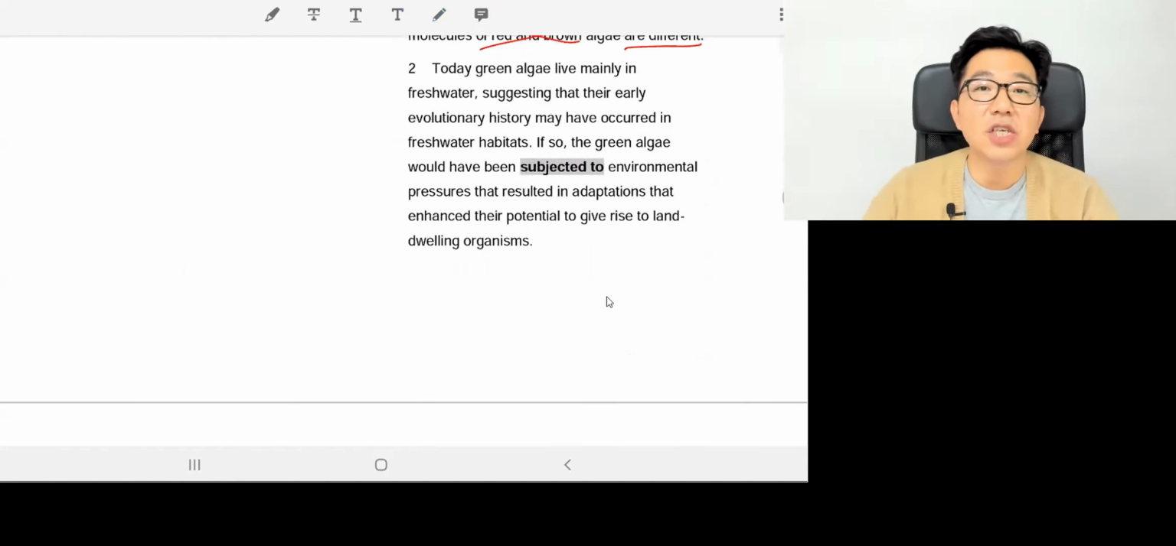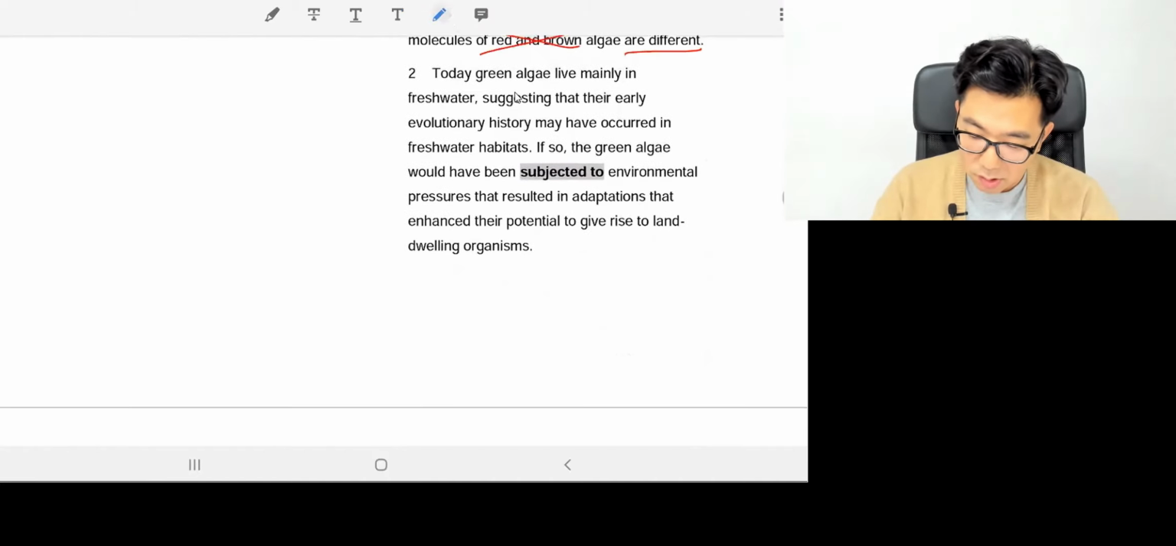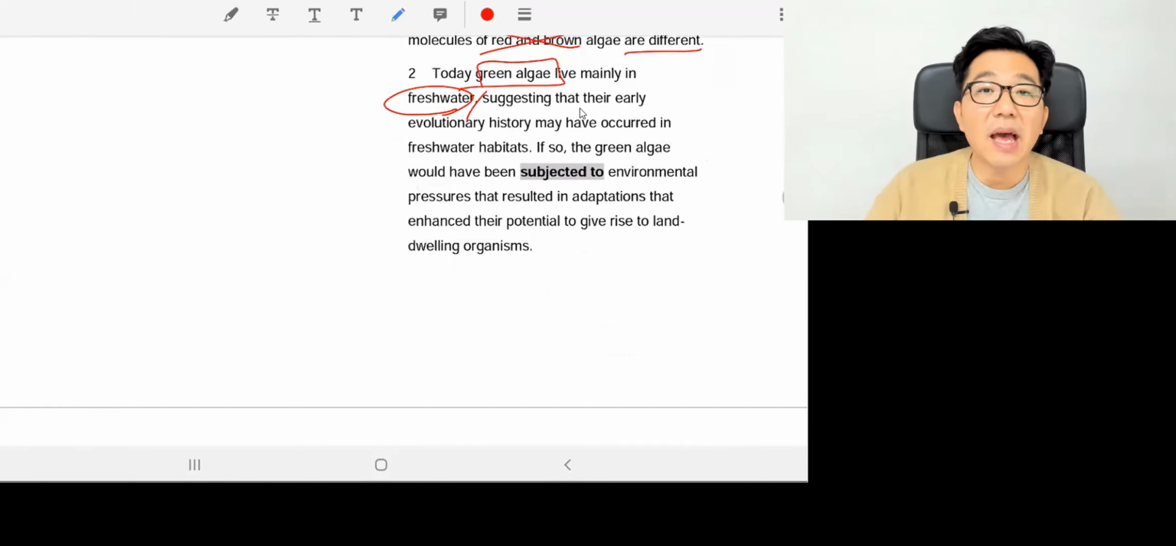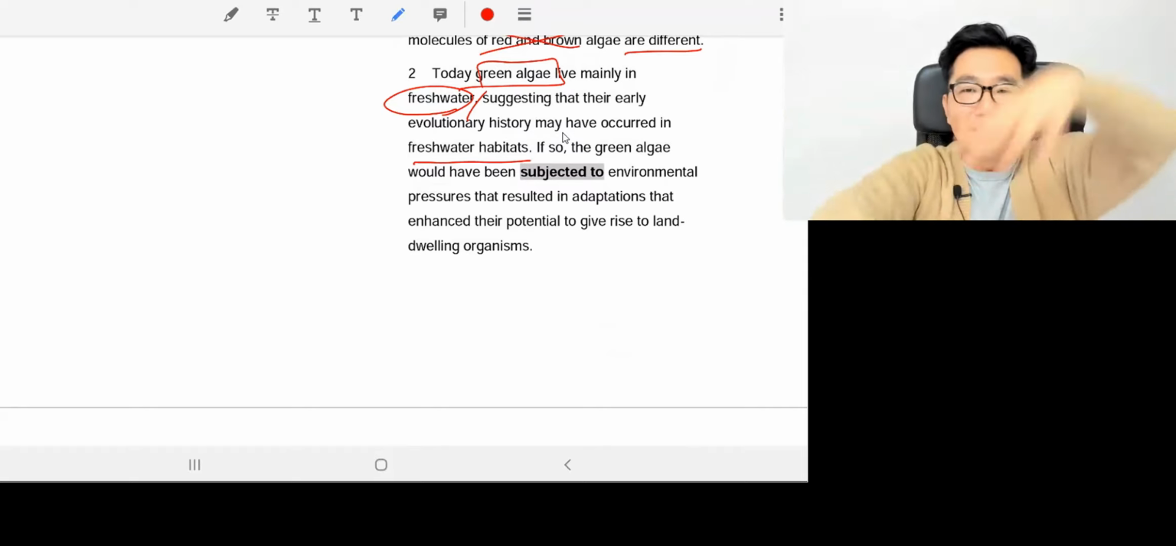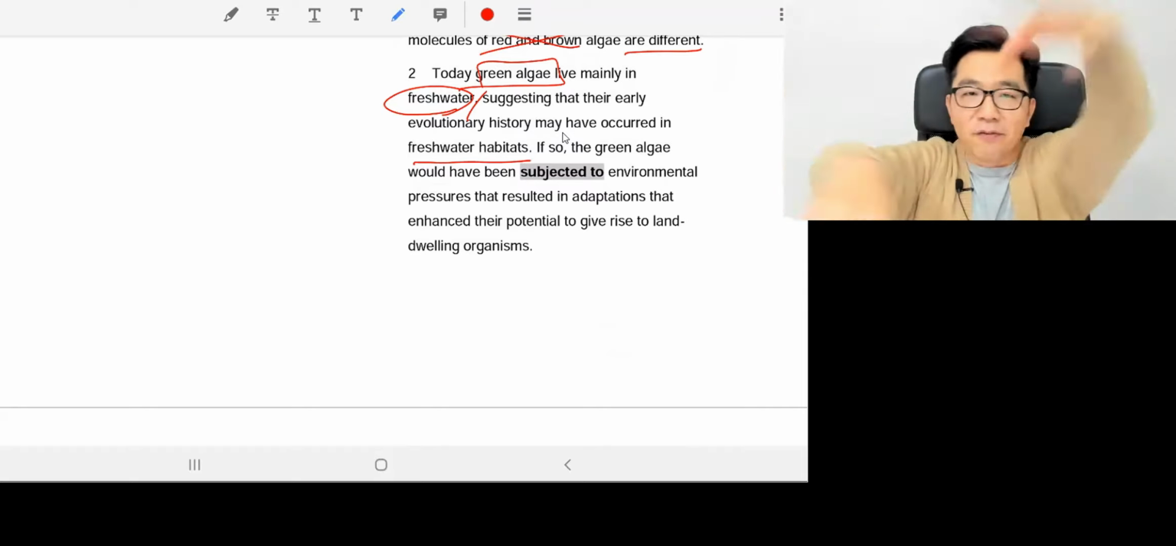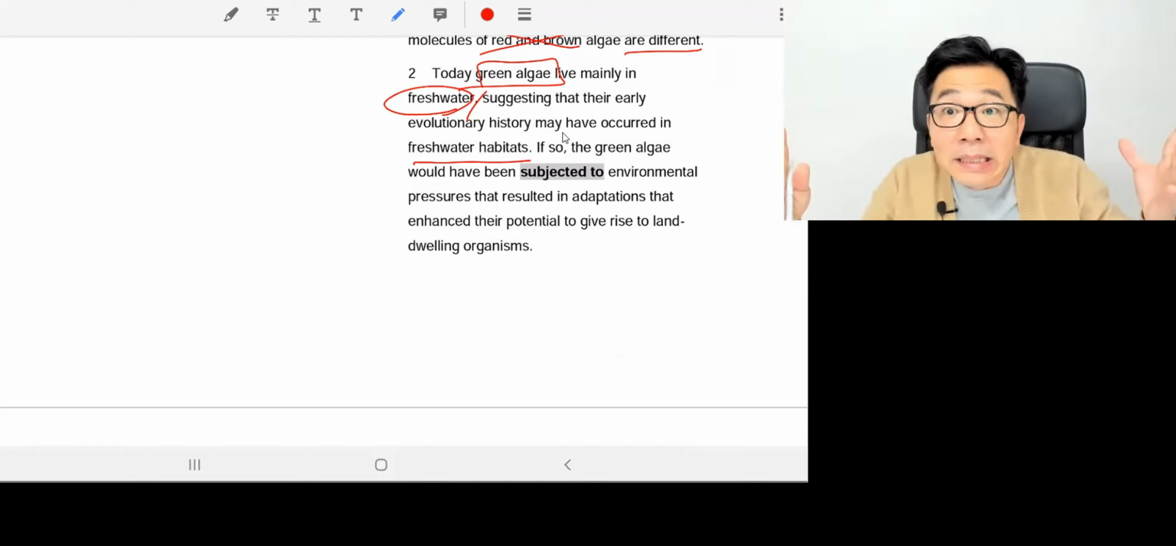Today green algae live mainly in freshwater. So not in the ocean, but freshwater. Interesting. Suggesting that their early evolutionary history may have occurred in freshwater habitats. So the ancestors of plants evolved from freshwater to land. Sounds pretty amazing, isn't it? So it's like seaweed walking out of the river, walking out of the fresh water and becoming a plant? Maybe not.